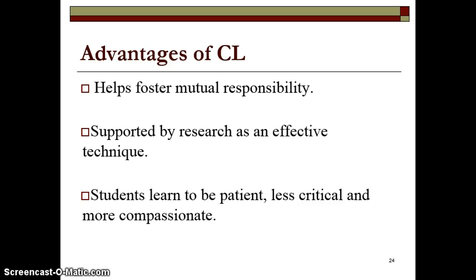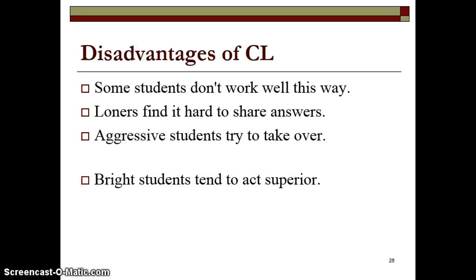The advantages of cooperative learning: it helps foster mutual responsibility, supported by research as an effective technique. Students learn to be patient, less critical, and more compassionate. Disadvantages of CL: some students don't work well this way. Loners find it hard to share their answers. Aggressive students try to take over. Bright students tend to act superior.